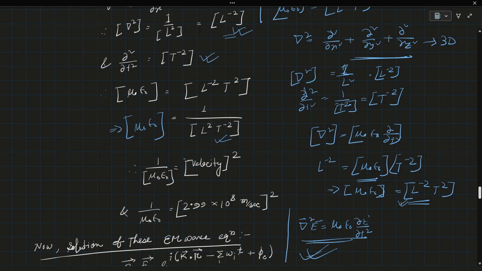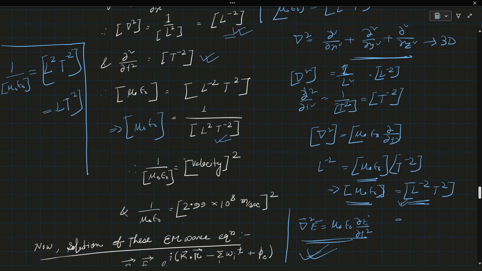So what is this? Let me write it on the left side. If mu naught epsilon naught has this dimension, then what will be the dimension of 1 by mu naught epsilon naught? I will get a minus sign: L to the power 2, t to the power minus 2. Again, what is this? L by t. This is the dimension of velocity, so this equals velocity square, right?